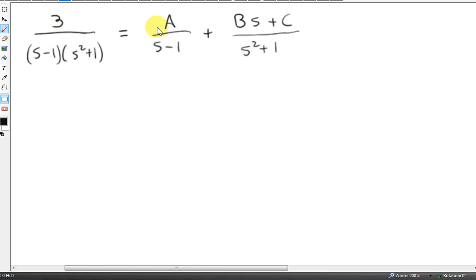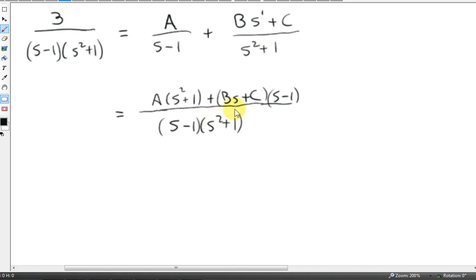Now in this situation, if you're looking for partial fractions, the numerator for this fraction will be just a constant, which I can call a. It's just a number. However, the numerator for this second fraction is linear in s, so you better call it bs plus c. So b and c have to be determined.